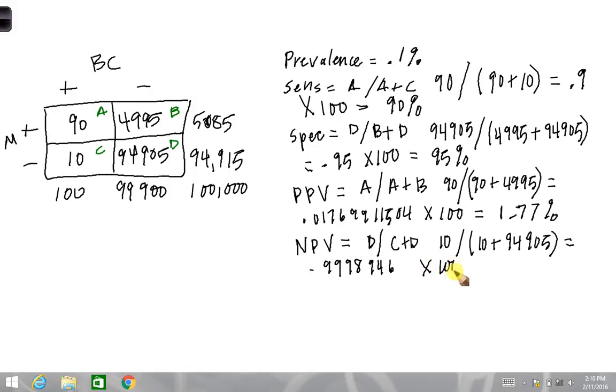Go ahead and times that by 100, and we get 99.989%. And to interpret that, you would say, of those who test negative or have a normal mammogram, 99.989% actually do not have breast cancer.